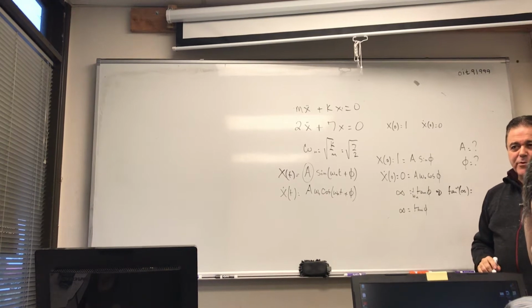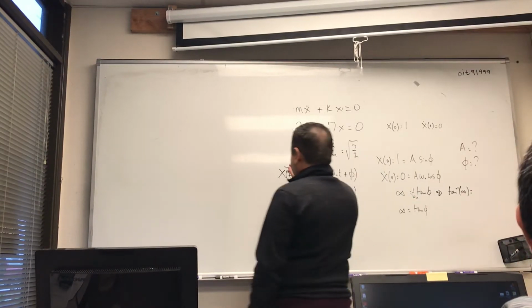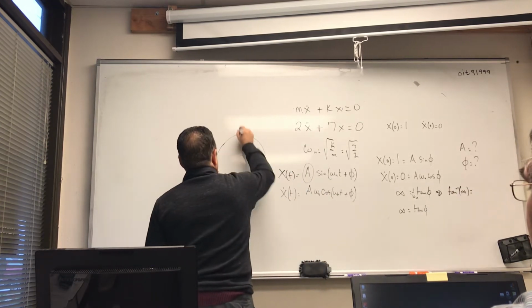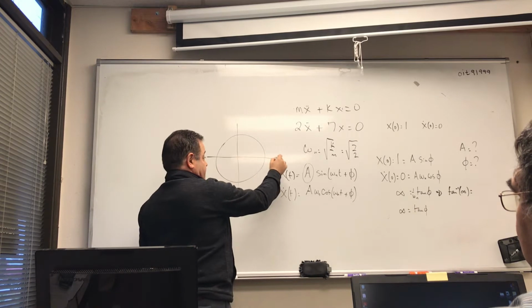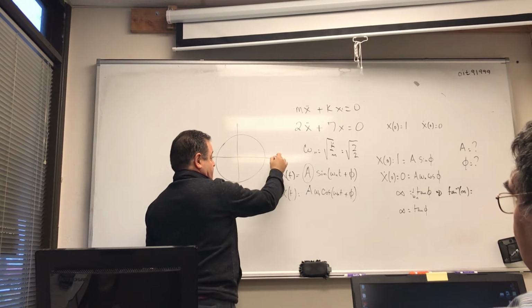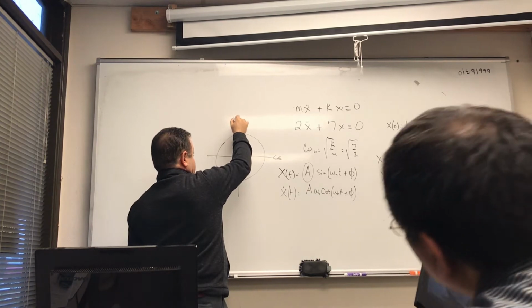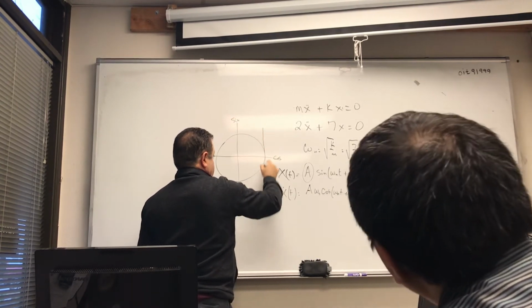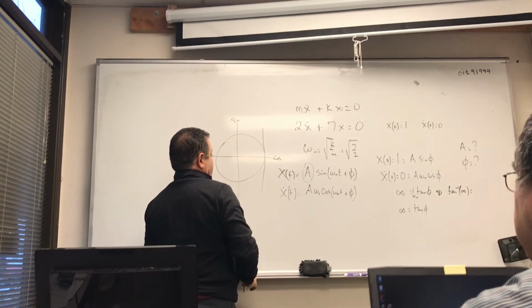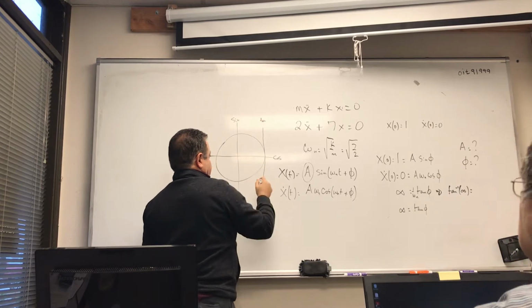You guys remember the trigonometric circle? The trigonometric circle looks like this. It has a radius 1, right? This axis is what? The cosine axis. And this sine is the sine axis. And this one is the tangent axis, right? The other one is the cotangent, but forget about that, right?